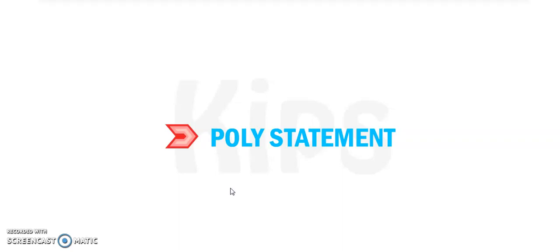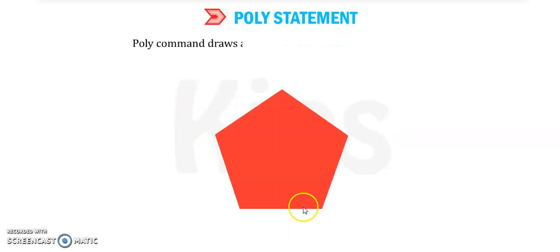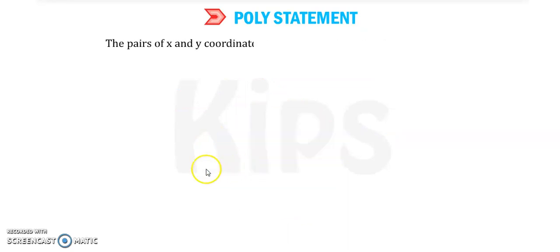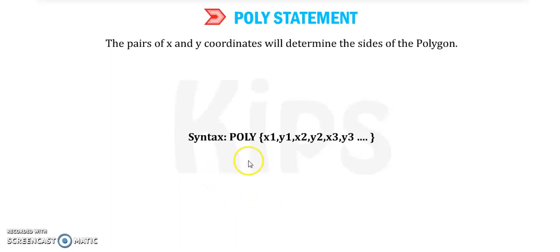It's the poly statement. Now open your book, page number 59. What is the use of the poly statement? It draws a polygon on the graphics output area. The pairs of x and y coordinates determine the sides of the polygon. The syntax is you write POLY, then in brackets x1, y1, comma x2, y2, and x3, y3, and so on.